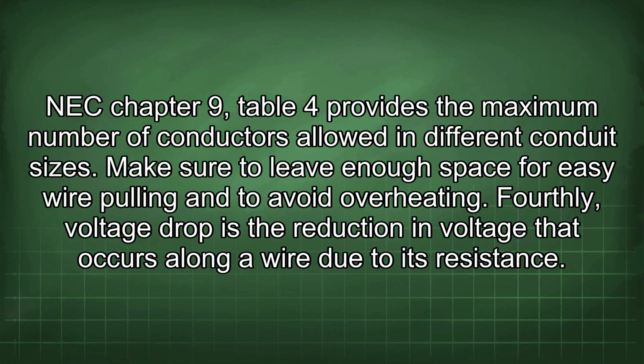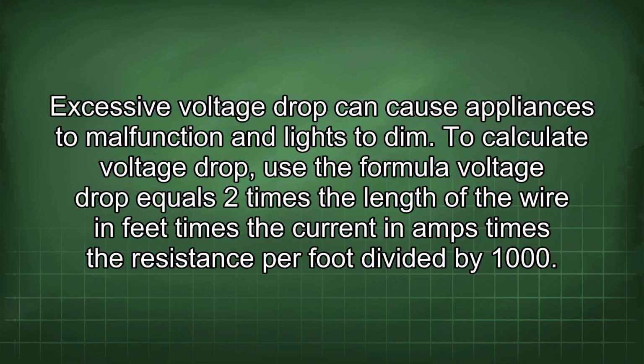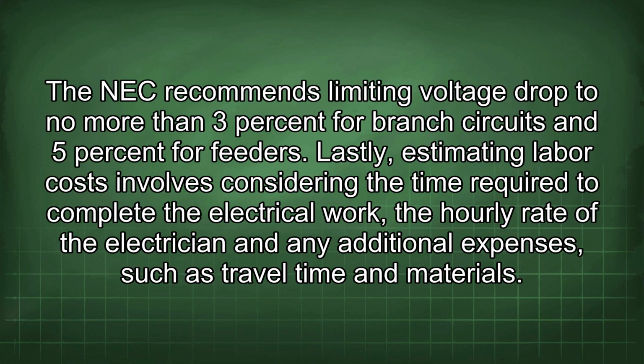Fourthly, voltage drop is the reduction in voltage that occurs along the wire due to its resistance. Excessive voltage drop can cause appliances to malfunction and lights to dim. To calculate voltage drop, use the formula: voltage drop equals 2 times the length of the wire in feet times the current in amps times the resistance per foot divided by 1000. The NEC recommends limiting voltage drop to no more than 3% for branch circuits and 5% for feeders.